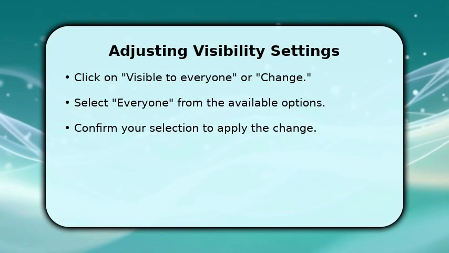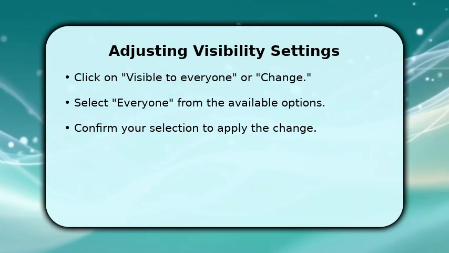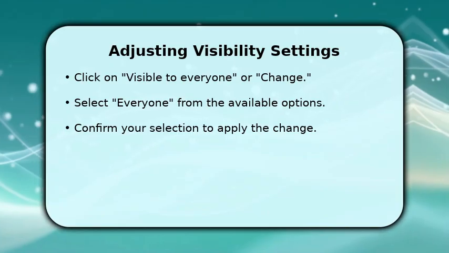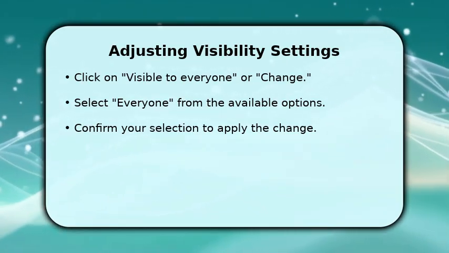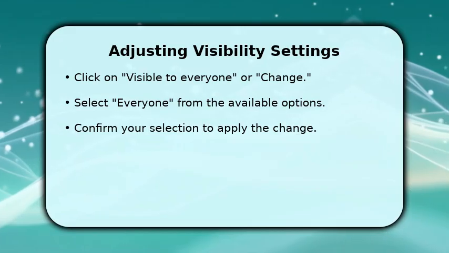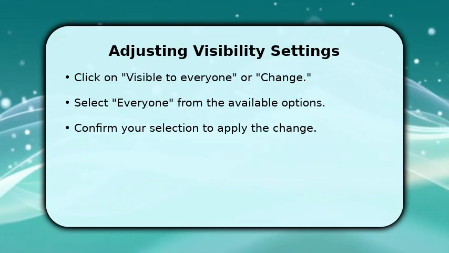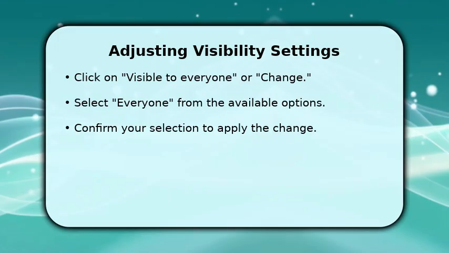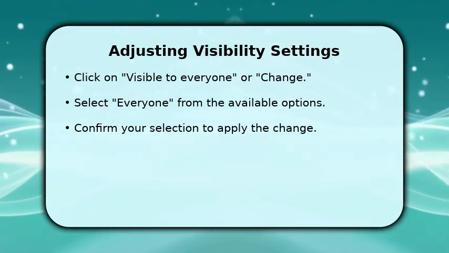Within the Edit screen, scroll down until you see the visibility settings. It might say Visible to Everyone or have a Change button next to it. Click on this option to reveal a drop-down menu or a list of choices. From these options, select Everyone to ensure your set is publicly accessible. After making your choice, remember to confirm or save your selection to apply the new privacy setting. This makes your set discoverable by anyone.